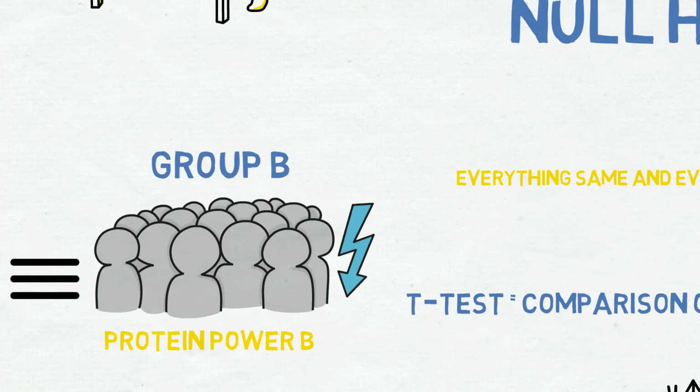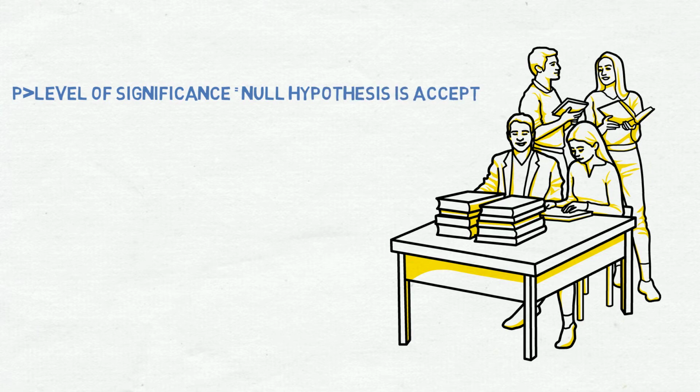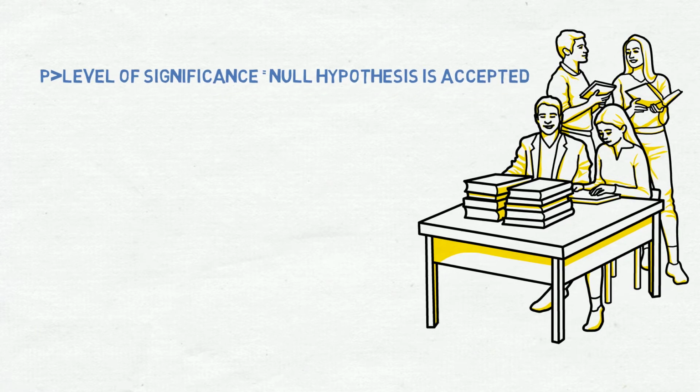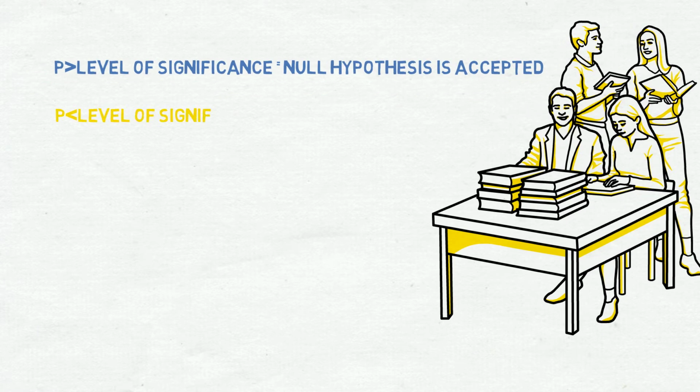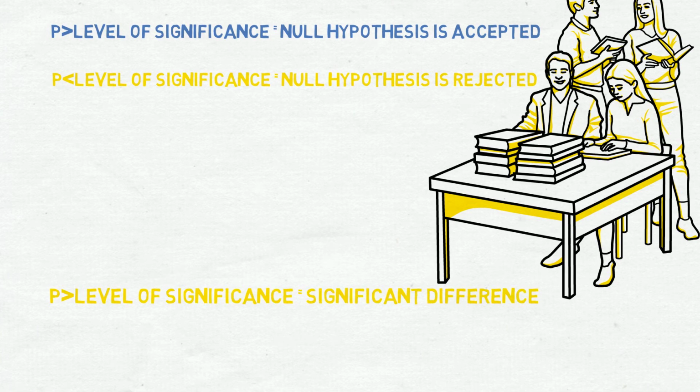If the p-value is greater than the level of significance, the null hypothesis is accepted. Whereas if the p-value is less than the level of significance, which means the null hypothesis is to be rejected. The level of significance, which means significance difference.